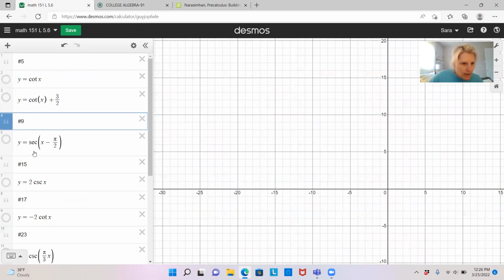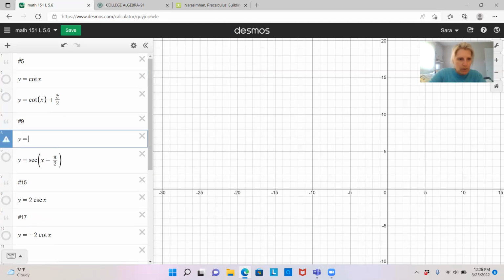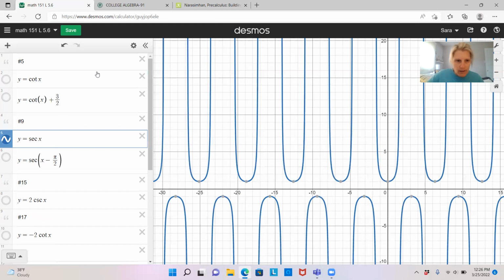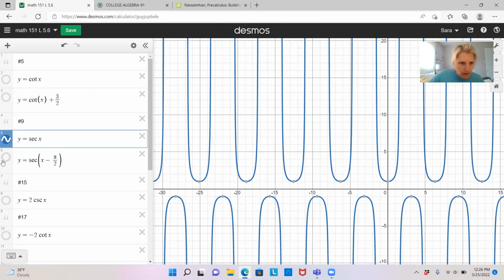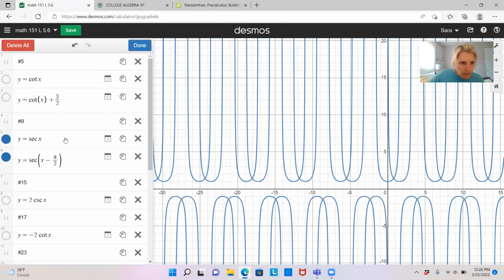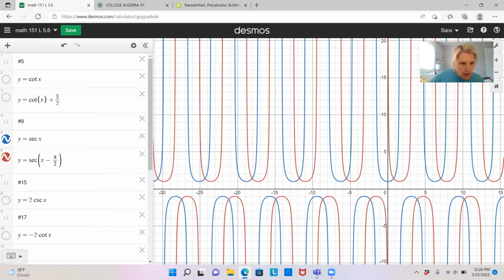And then number 9 is the secant function, the graph of secant of (x minus pi over 2). So it is a shift to the right. And so I'm going to put in a basic y equals secant x function. So you can see that. And then I'm going to turn on the shifted one here, and that's going to be in black. I'm going to change the color. There we go. Okay, so the blue is the natural secant, and then the red is the shifted right by pi over 2.